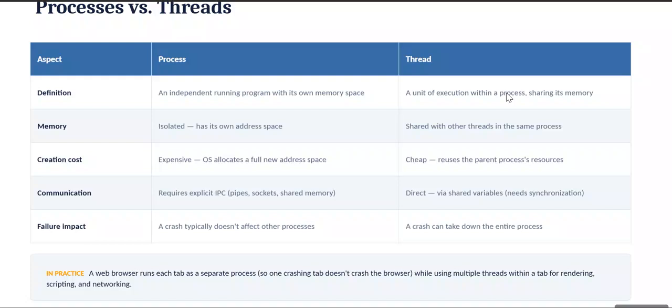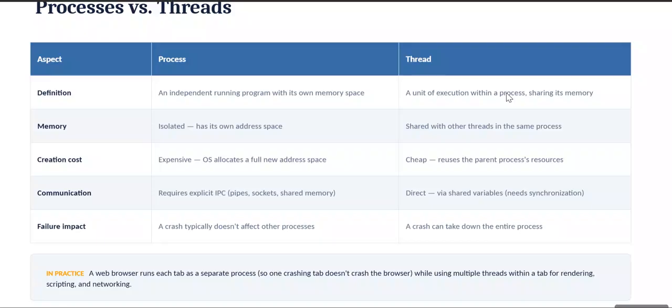So for the memory, threads share with other threads in the same process. Different threads share memory with other threads within the same process. Creation of threads is cheap. It reuses the parent's process resources. So for communication, the threads communicate directly via shared variables. So it needs synchronization.